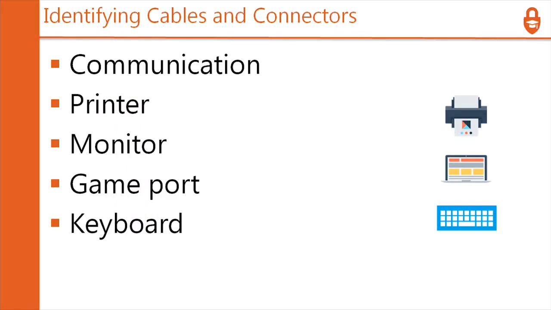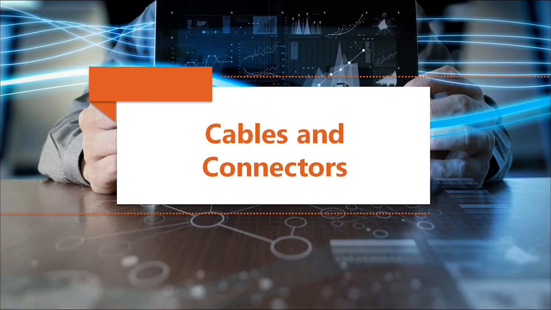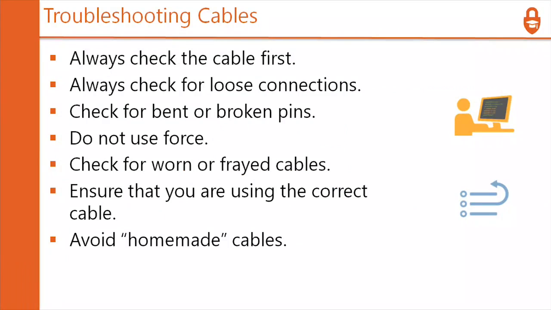Identifying cables and connectors. So we have a communication port, a printer, a monitor, a game port, and a keyboard. Game ports were serial ports also. Cables and connectors. Troubleshooting cables. Always check the cables first if a device is having a problem. Always check for loose connections.